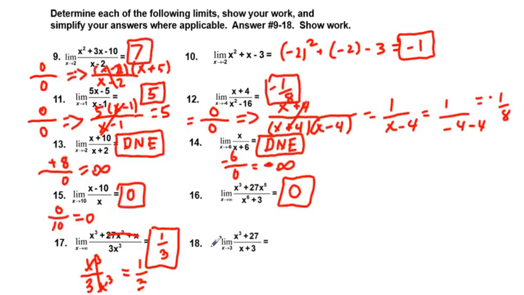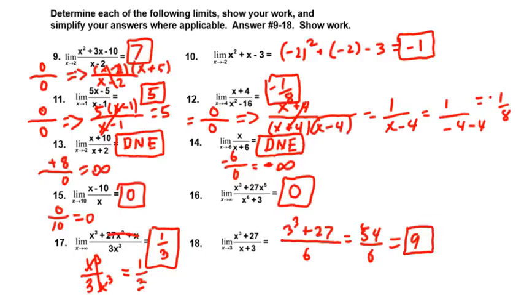And finally, number 18, the limit as x approaches 3 of x cubed plus 27 over x plus 3. Well, it's going to be 3 cubed plus 27 over 3 plus 3, so it'll be over 6. So we're going to have 27 plus 27, we're going to have 54 over 6, which simplifies to 9.